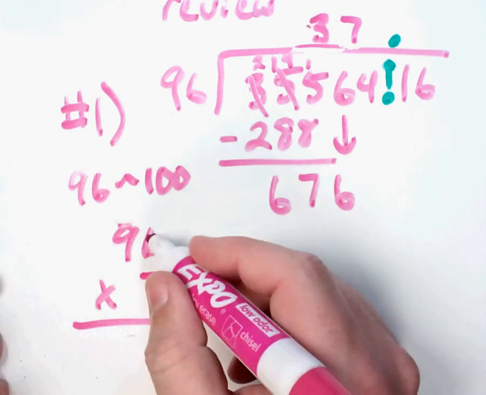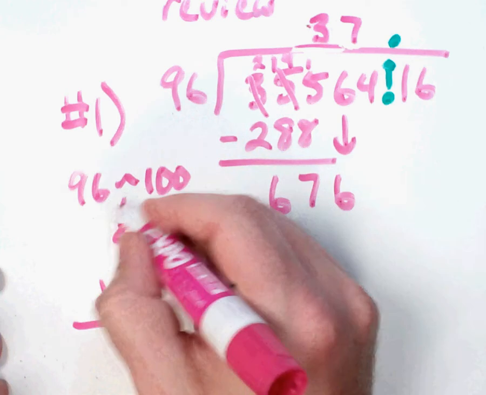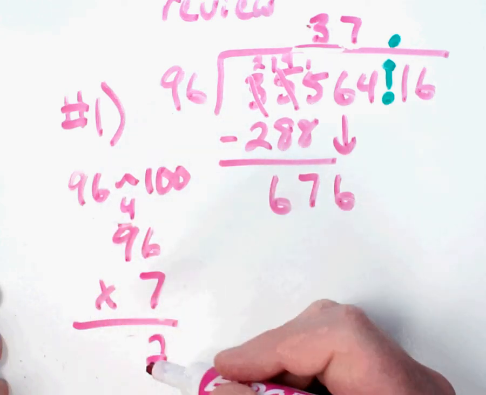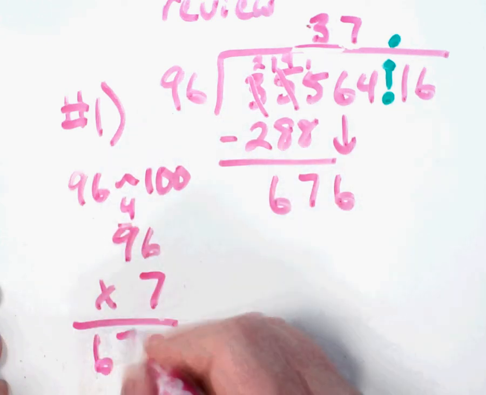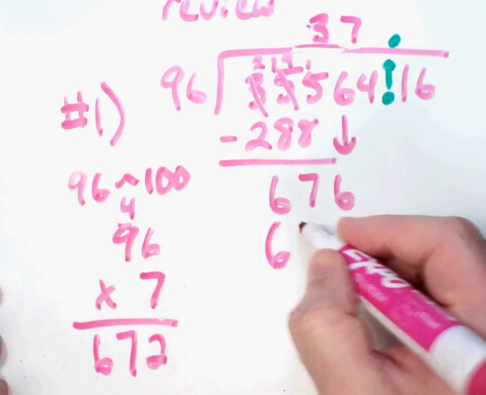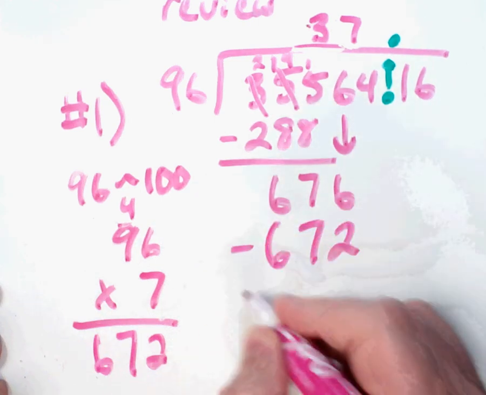Alright, 6 times 7 is 42. Carry the 4. 7 times 9 is 63. Plus 4 is 67. Whew, that's pretty close, but that will work.